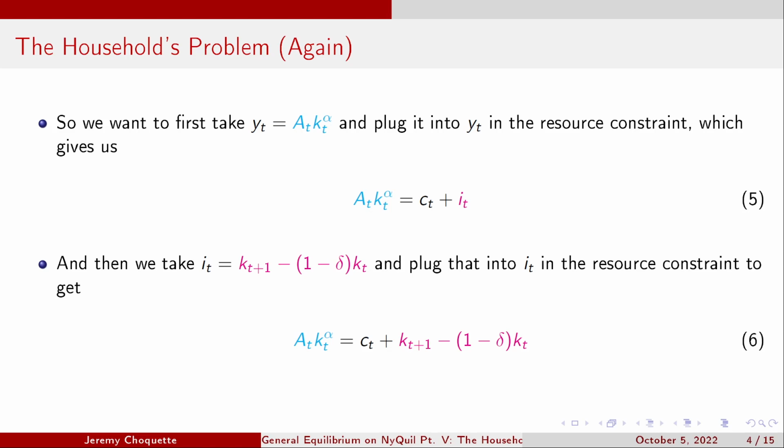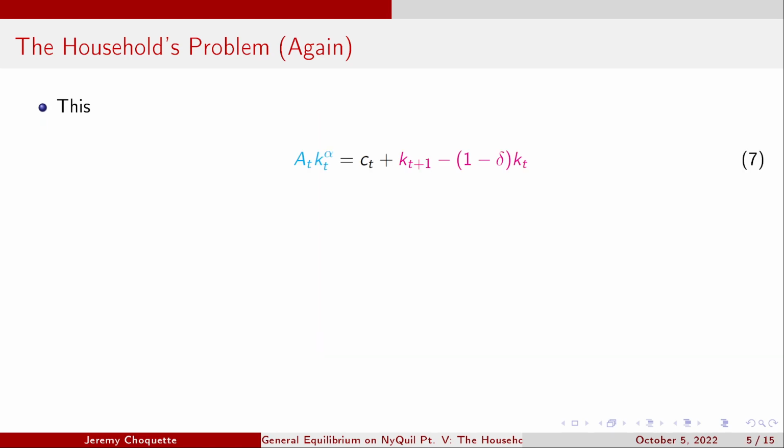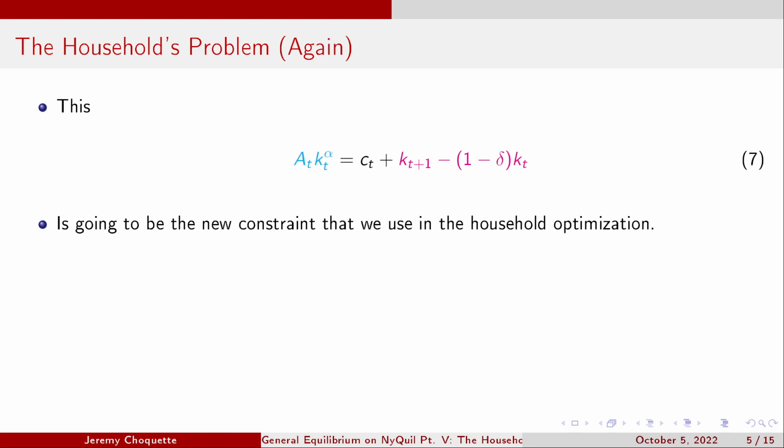There's one additional thing I'm going to do. All right, so we've got this guy here. This is the new constraint that's used in the household's optimization.